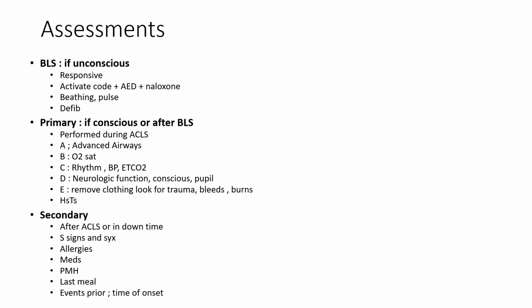Now, here are the examples of things you need to know about the assessments. There's BLS assessment, primary assessment, and secondary assessment. So if the person is unconscious, you're going to move straight to the BLS assessment. This is your, hey, are you awake? Someone activate the code, get an AED, naloxone. You're going to check breathing, pulse, and you're going to put the defibrillator on them.